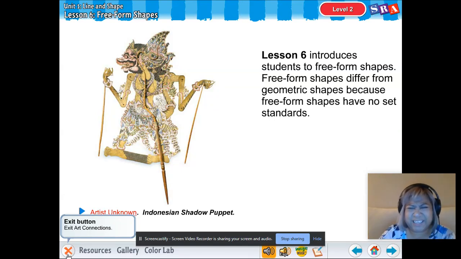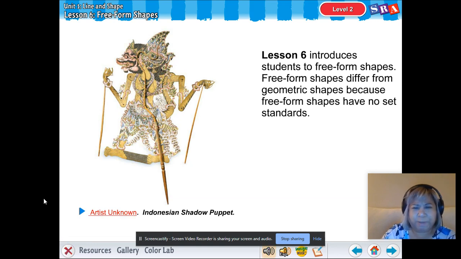Okay, so lesson 6 introduces students to free-form shapes. Remember, free-form shapes are shapes that differ from geometric shapes because free-form shapes have no set standard or names. So when we talk about free-form shapes, we know what geometric shapes are. And we know geometric shapes are shapes like rectangles, triangles, circles, squares, ovals. Are shapes that have names.